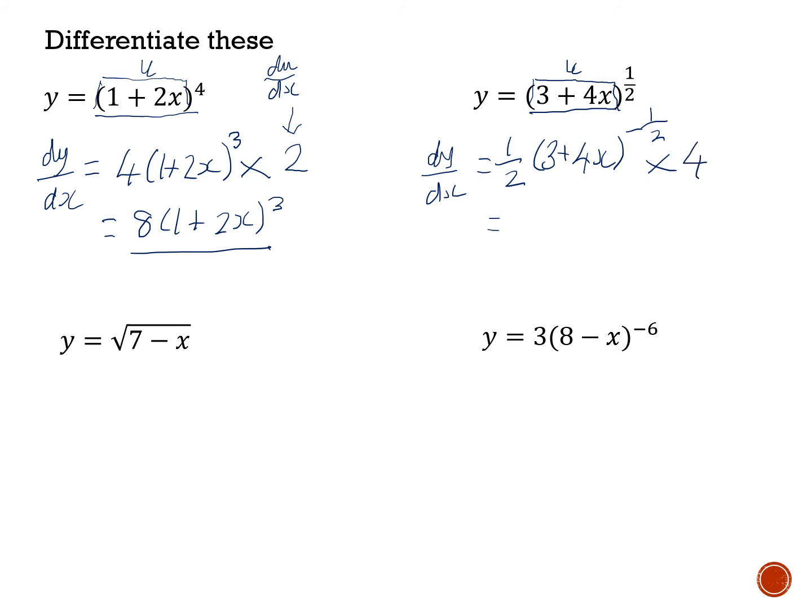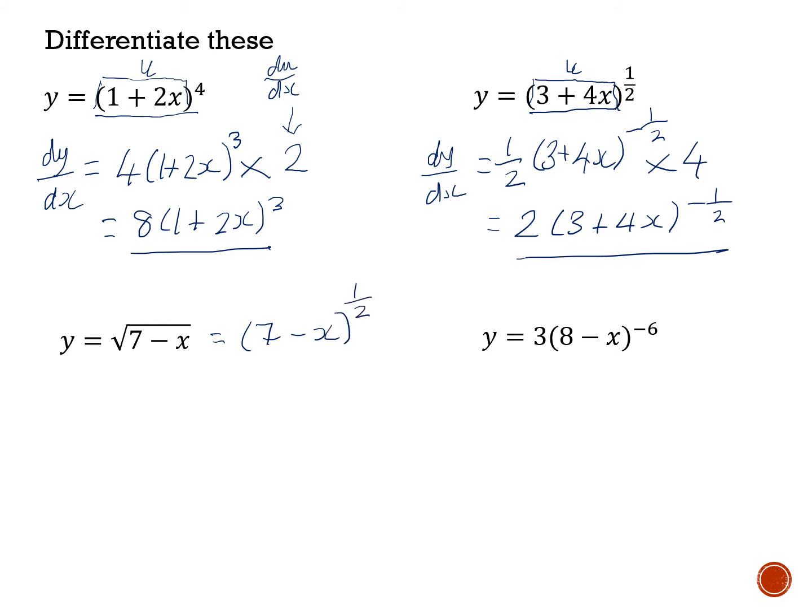Let's tidy. 4 times half gives me 2. Unless it's to show that they're completely happy with you leaving it as that to the power minus a half, that's fine. It's 2 over the square root of that, but that doesn't matter. Okay, next one. Right, that is something to a power. What power though? Square root.